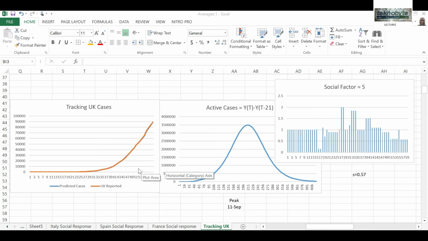Finally, the same exercise was repeated for the cases reported in the UK, and you can see that the reported cases were tracked completely with the predicted cases. And although we are seeing a downward trend in the social factor S, the social factor on the 13th of April was 0.57, which is well above the threshold value of 0.453. This means that the measures taken by the UK have not yet overcome the corona wave. So it's still an upward trend, and it could rise if the same conditions are maintained up to 3.5 million cases, peaking at the 11th of September.